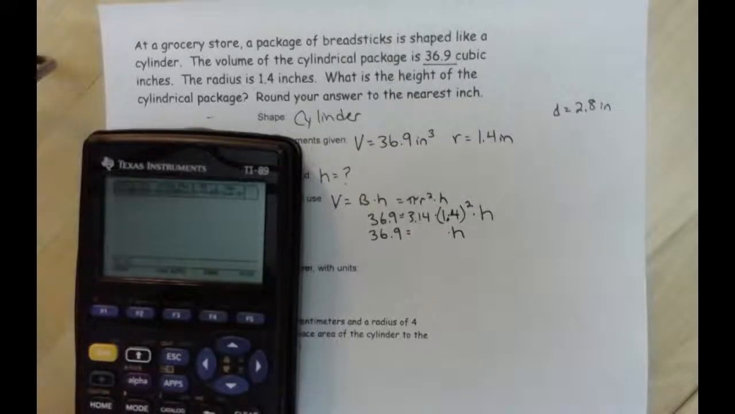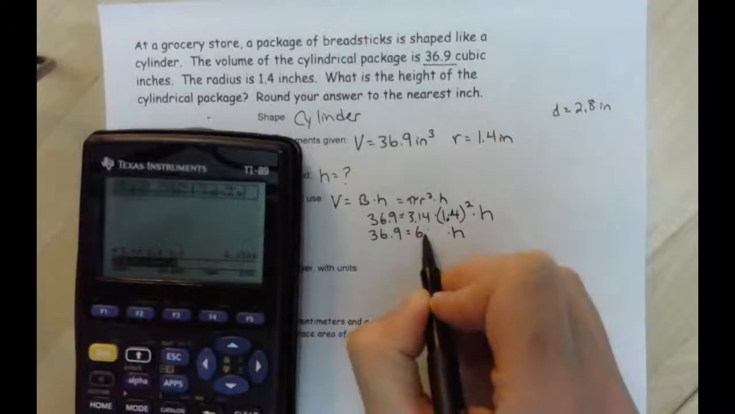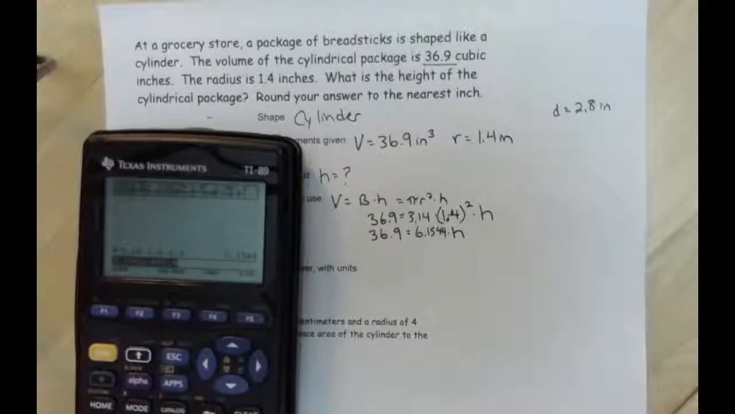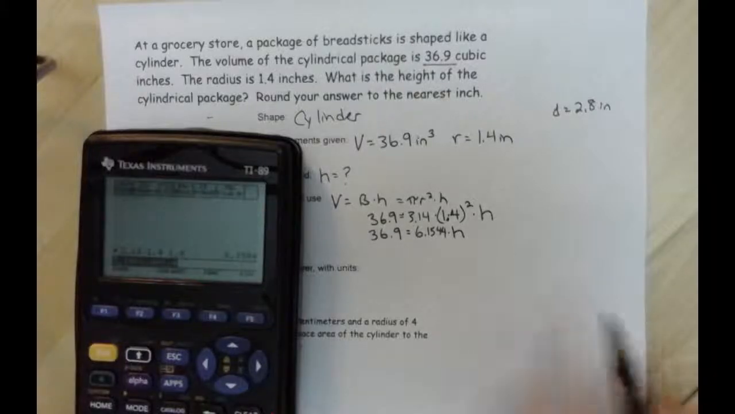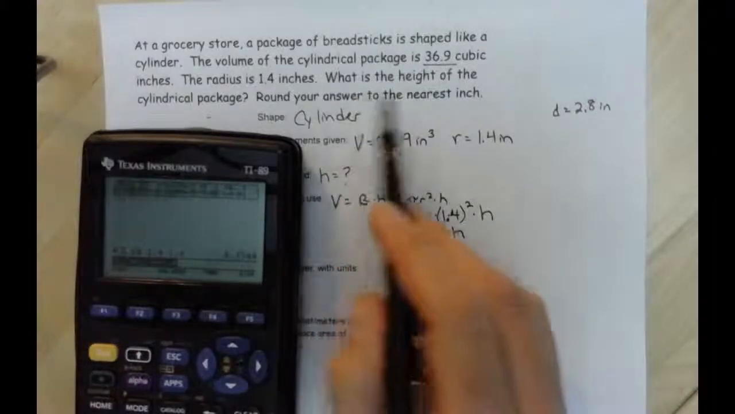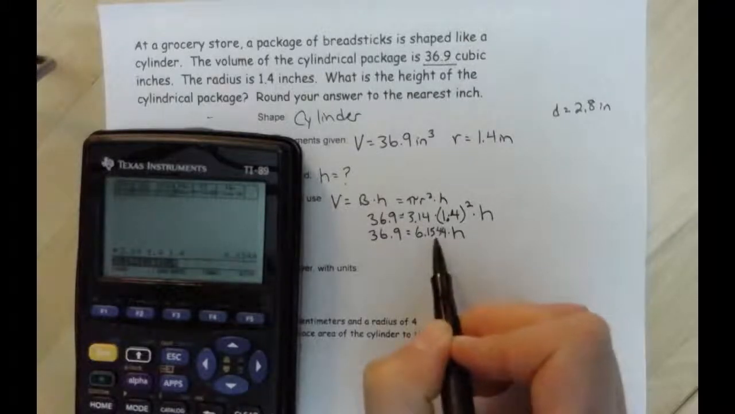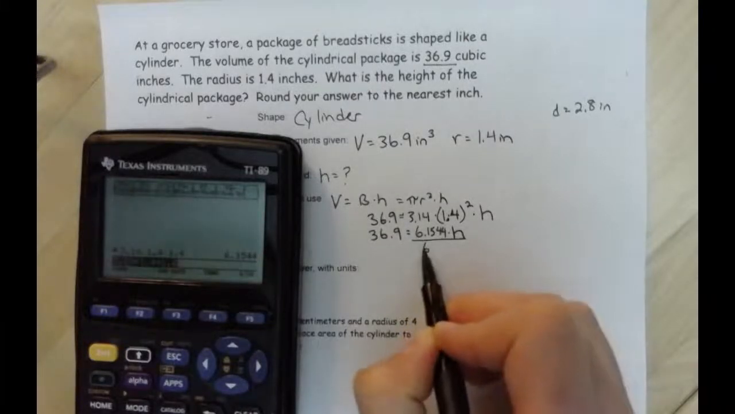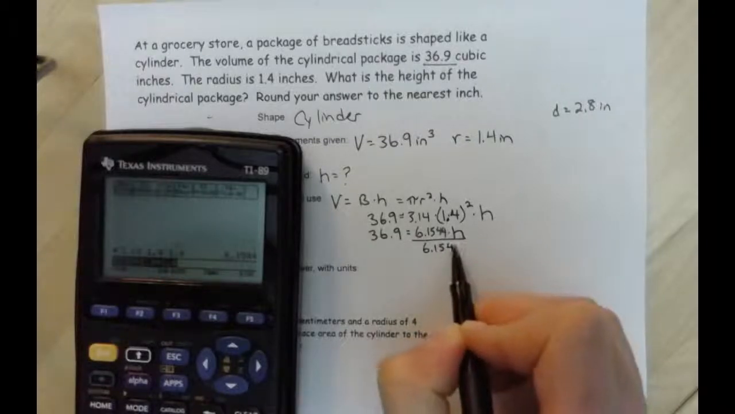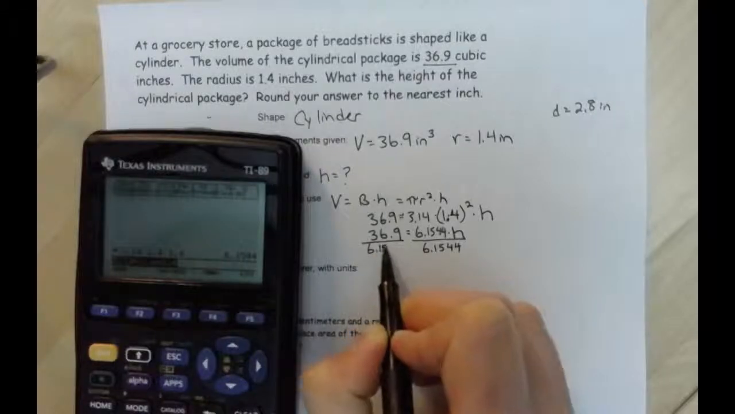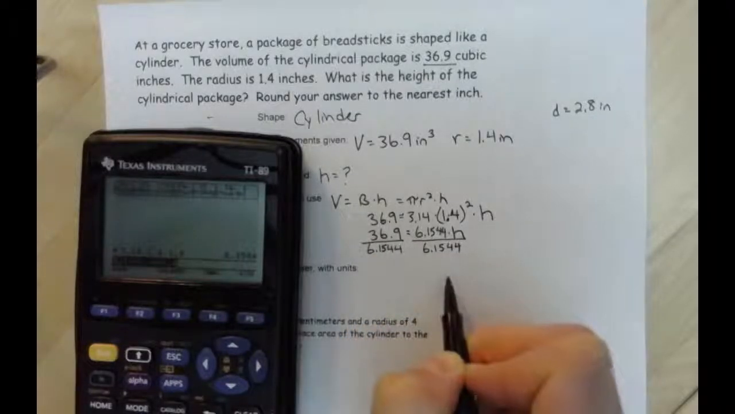We're going to do 3.14 times 1.4 times 1.4, and we get, I'm going to leave a lot of decimal places here, this number here. So finally, since we're wanting to find h, it asks us what is the height. We need to isolate h. Right now h is being multiplied by a number, so to undo that, we're going to divide by that same number. But if we divide by that number on the right, we also have to divide by that number on the left in order to keep our equation balanced.